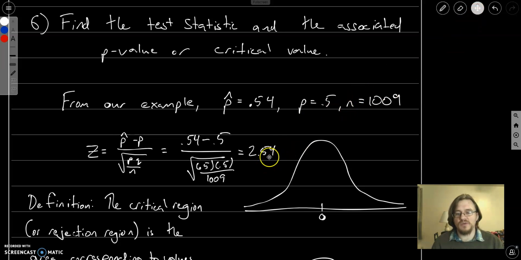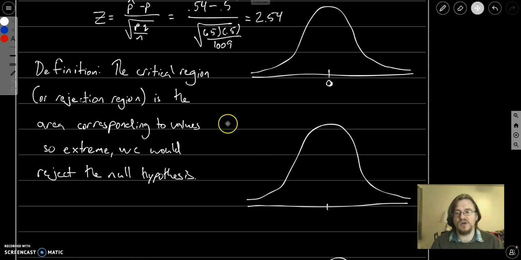So in order to determine whether or not this is a reasonable test statistic, we have to define what's called the critical region. And maybe a more enlightening term for this would be the rejection region. So this is the area corresponding to values so extreme we would reject the null hypothesis. This would be corresponding to values that are so extreme we would think that they're very unusual, and we could reject the assumptions that we made in making the graph.